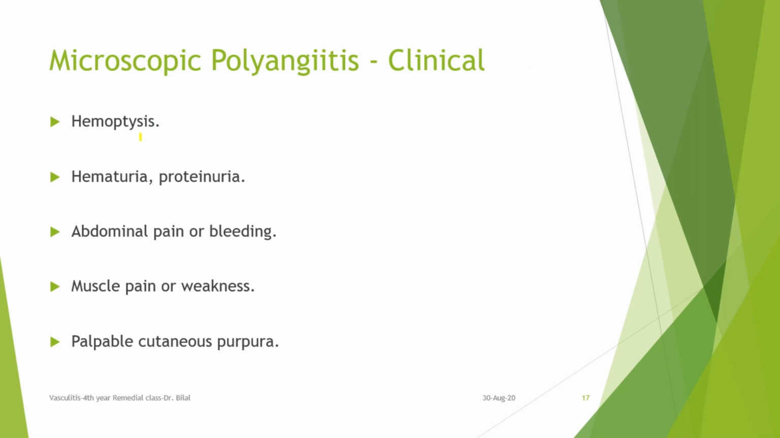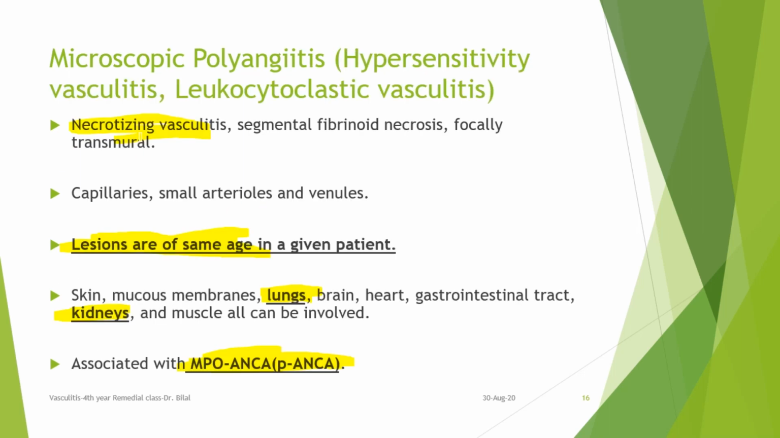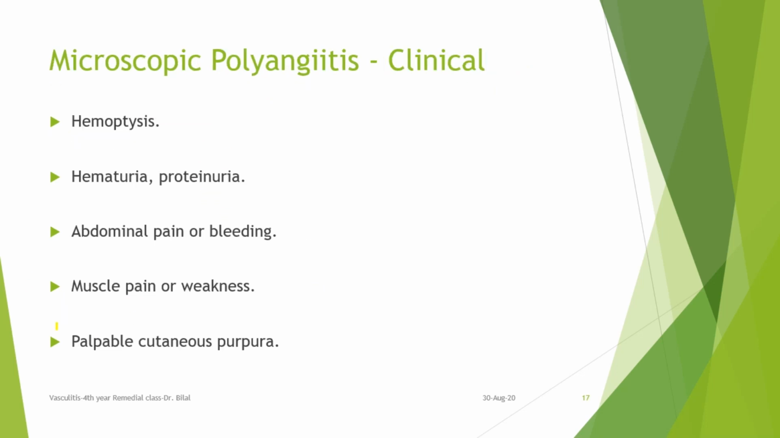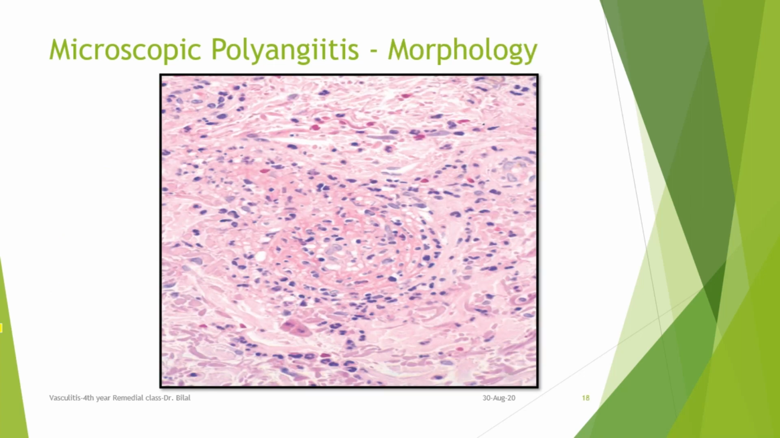Clinically, the important areas to remember are the lungs and kidneys. So with respect to that, you must remember at least hematuria, proteinuria, and hemoptysis with respect to the clinical picture. But it can affect other areas as well: abdominal pain, bleeding, muscle pain, etc., and palpable cutaneous purpura can also be seen.